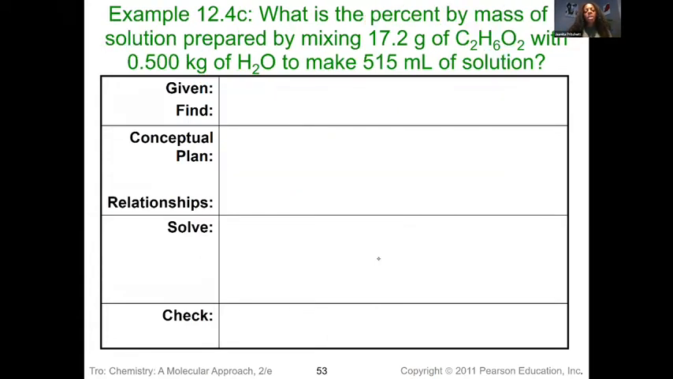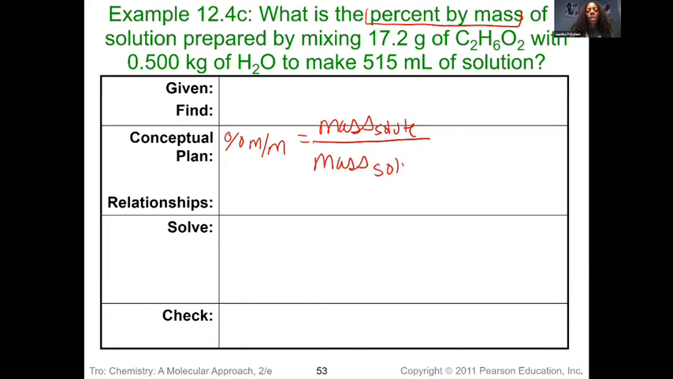The next problem is asking us, well, what is the percent by mass of a solution prepared by mixing 17, so all the same stuff. So remember, if we're doing the percent by mass, that means we need the mass of the solute compared to the mass of the solution, not just the solvent. So we have the mass of the solute. A lot of people might be like, oh, and we also have the mass of the solution. But remember, that water is not the solution. That water is just the solvent.